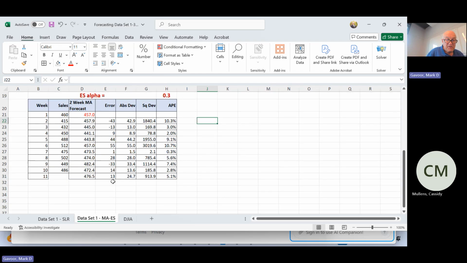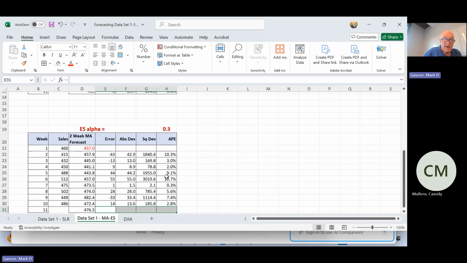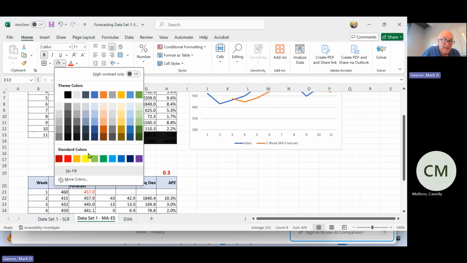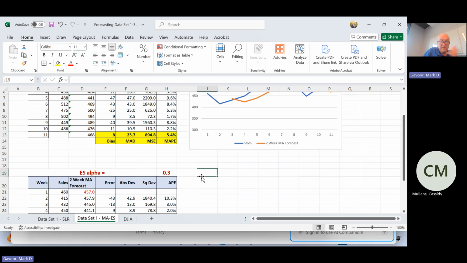Are my averages? Now I want to get rid of this, and I want to start putting averages in there, right? Oh, what did I forget to do here? I forgot to put bias, MAD, MSE, MAPE. Right? Justify it, bold it, put stuff around it. Let's bold my error metrics, and I'm going to make it a yellow color just to show that they're metrics.